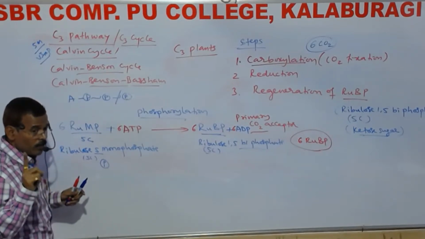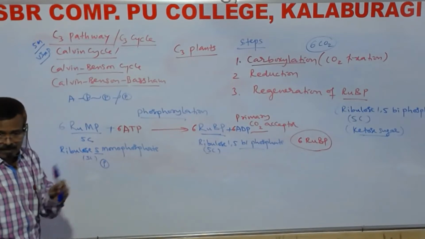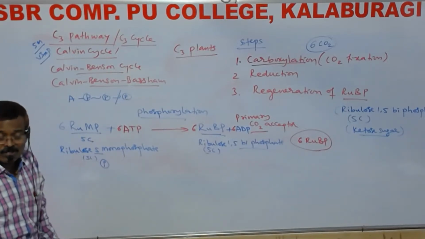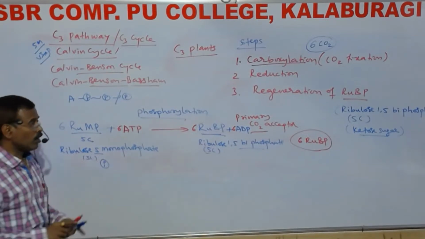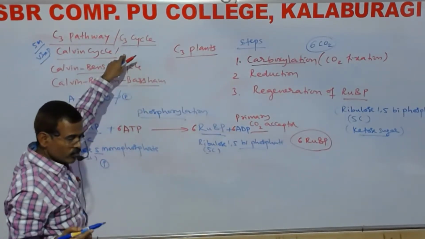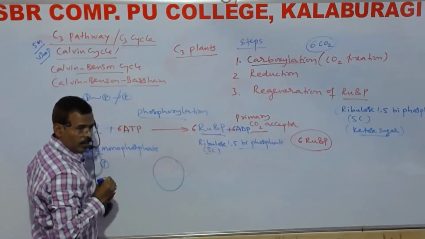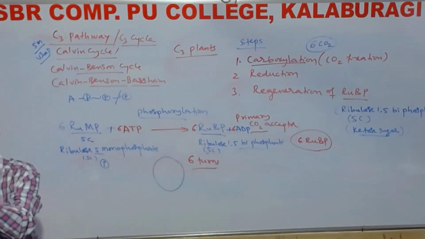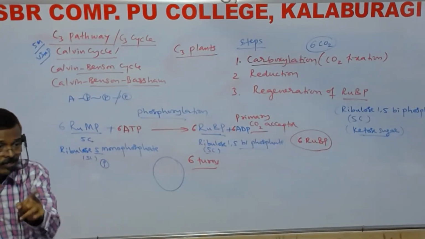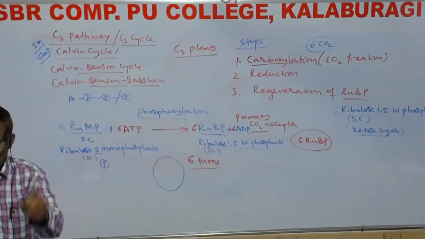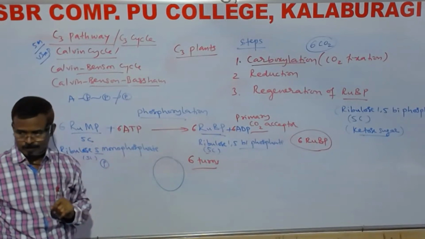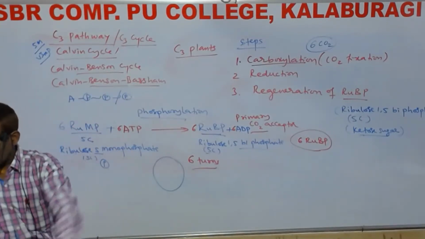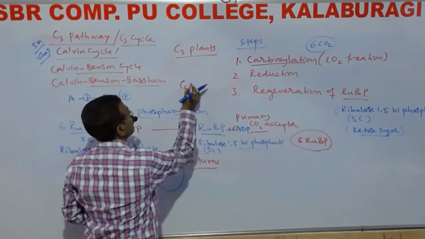One time, one RUBP fixes one carbon dioxide molecule. That means how many times should this reaction be repeated? 6 times. Remember, to complete this C3 cycle or Calvin cycle, we have to take 6 turns, 6 revolutions, to complete one Calvin cycle. In one turn, one carbon dioxide is fixed by one molecule of RUBP. So in 6 turns, 6 molecules of RUBP fix 6 molecules of carbon dioxide to synthesize one glucose molecule.